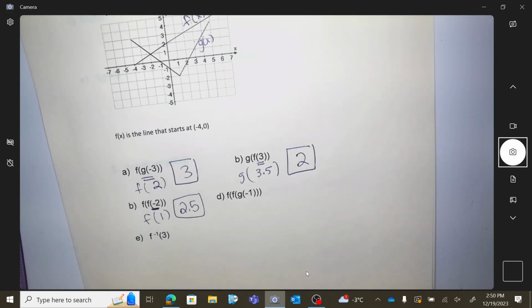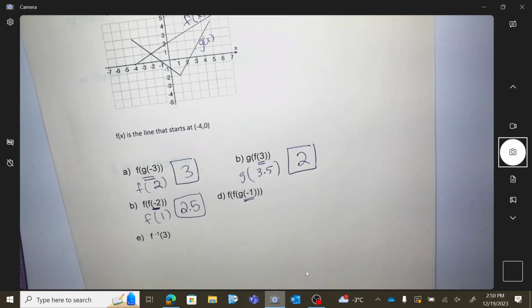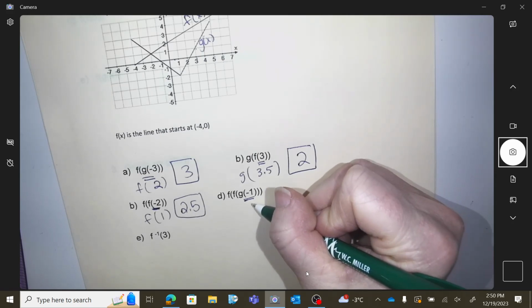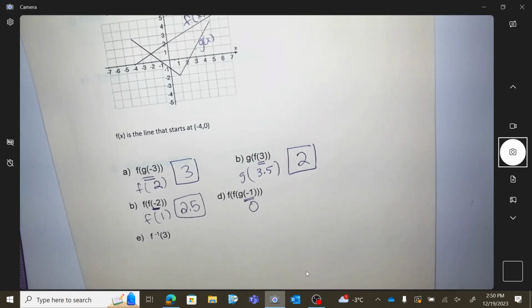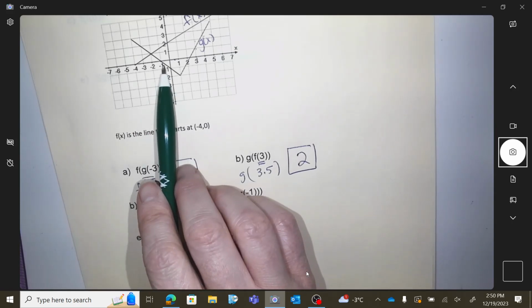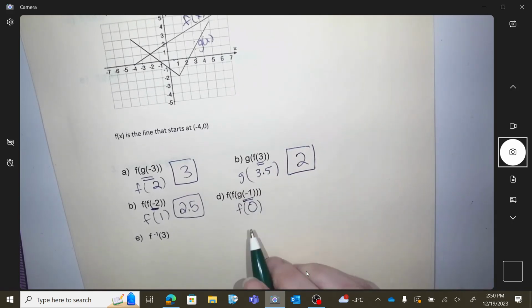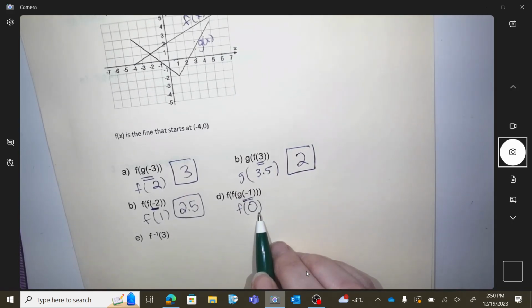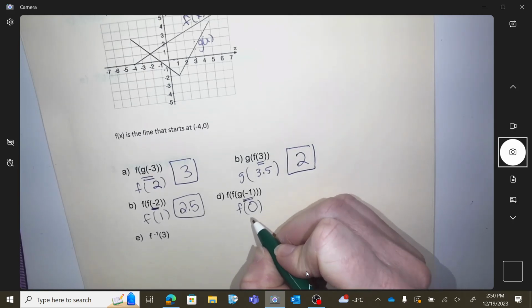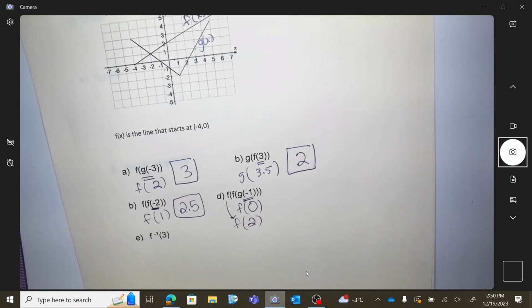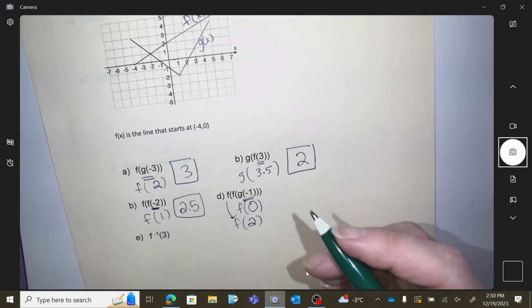Okay, now you have a triple. What is the F of G of what? -1. So G of -1, go on to the V shape. -1, your height is 0. Is that what you got? On the V, -1, your height is 0. What is the F of 0? So on the line, when you are at 0, your height is 2. And now we got to do another F. So on the line at 2, the height is 3.